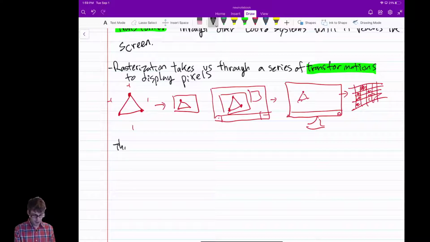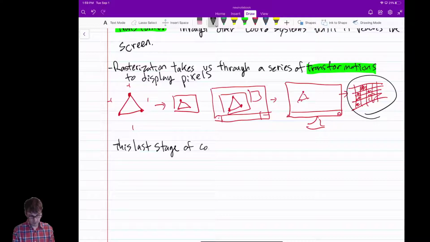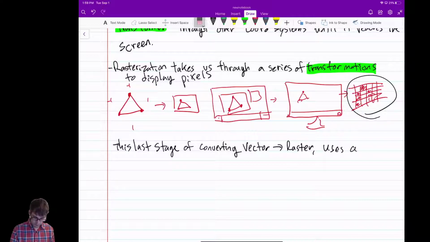So this last stage of rasterization here, where you actually get to the pixels, is actually quite complicated. This last stage of converting, we're in vector as long as we can, and then finally we convert from vector to pixels. This uses a series of algorithms.